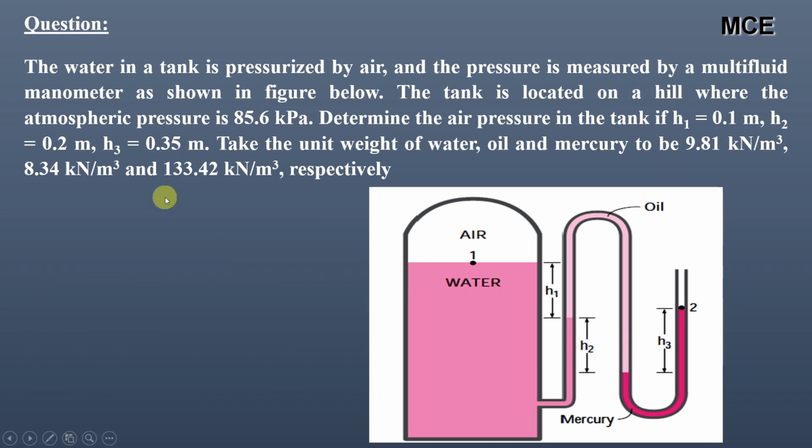In the third question, it states that the water in a tank is pressurized by air and pressure is measured by a multi-fluid manometer as shown in figure below. The tank is located on a hill where the atmospheric pressure is 85.6 kilopascal. Determine the air pressure in the tank if H1 is equal to 0.1 meter, H2 is equal to 0.2 meter, and H3 is equal to 0.35 meter.